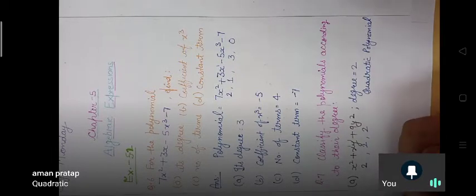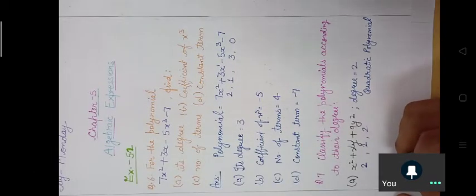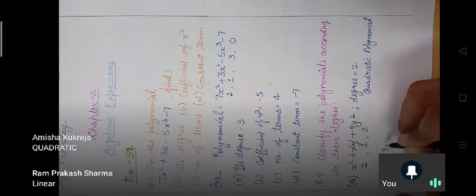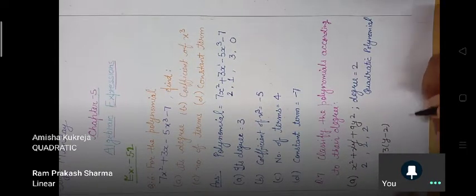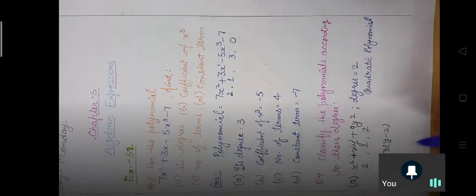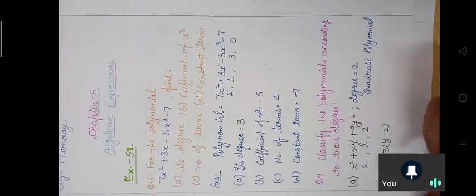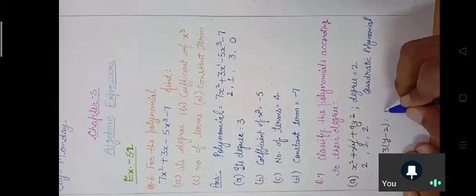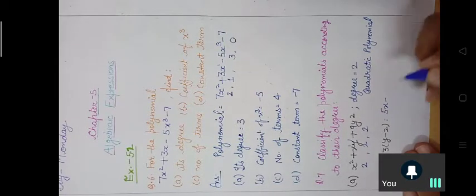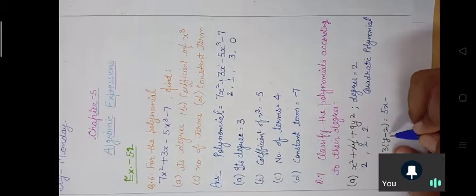The B part is 5x minus 3y minus 2. Okay. Here you can see a bracket is given. So, first of all, just simplify the given polynomial. So, it will be 5x, minus 3 will get multiplied with these two numbers of the bracket.